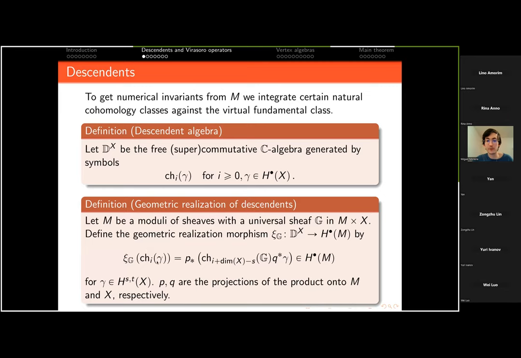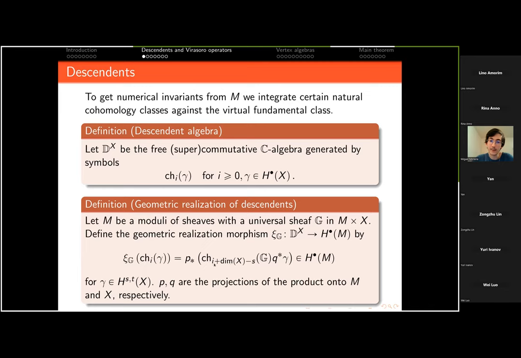So the geometric realization of this symbol ch_i(gamma) with respect to G is given as follows. I take my class gamma, I pull it back to the product M times X, then I multiply by some Chern character of G, and finally I push everything forward just to the moduli space M. So I get some cohomology class in my moduli space. And there is something slightly funny happening here in this index, which is very non-standard, but it's very useful for the Virasoro constraints.